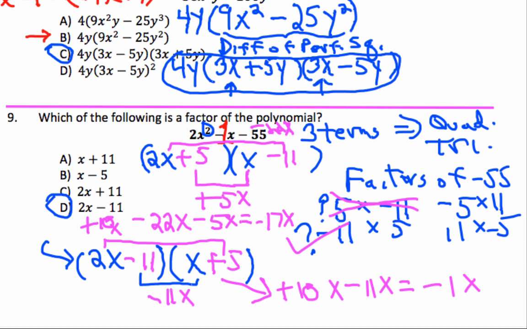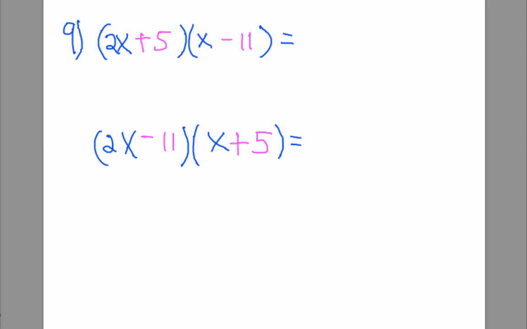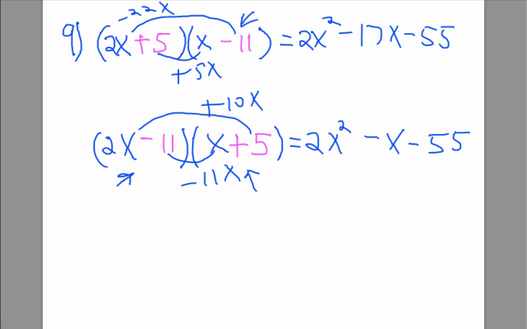I want to mention one last thing before moving on to the next problem. When we were considering factors of negative 55, I said that not only do we need to consider 5 times negative 11, but we need to reverse the factors and consider negative 11 times 5. Now normally we don't care in what order factors are multiplied, but here I said we do care. Let's see why. You can see that when the 5 and the negative 11 are reversed, I no longer have the same factors. Here I had 2x plus 5. Here I have 2x minus 11. Similarly, here I have x minus 11, and here I have x plus 5. And from before, we see that the first set of factors gives us 2x squared minus 17x minus 55, whereas the second set of factors gives us 2x squared minus x minus 55.